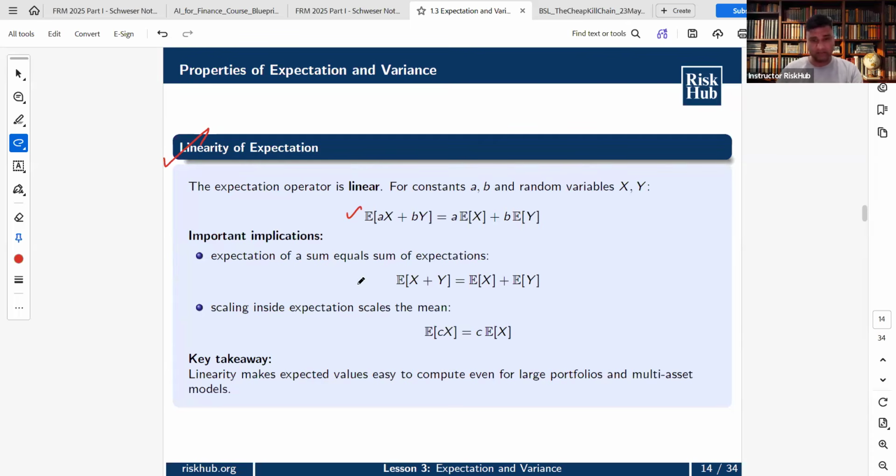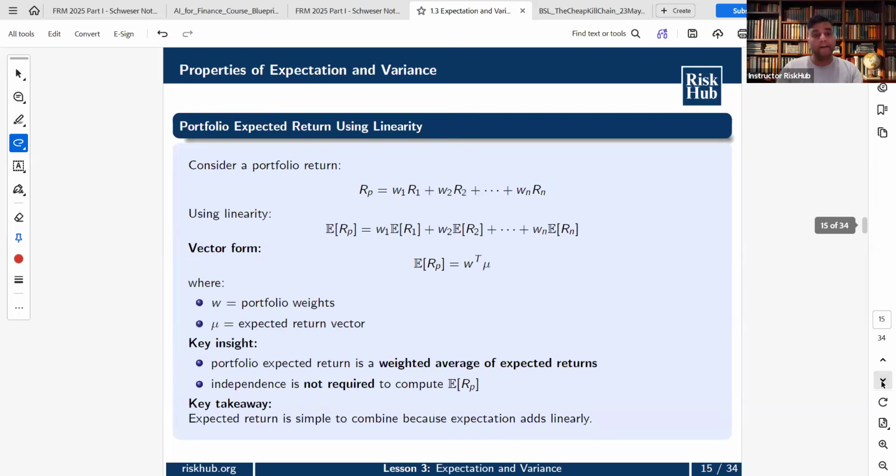Why is this important? Simple idea: portfolios are sums of assets. Without linearity, portfolio mathematics would become impossible. Expectation is linear even if variables are dependent. No independence assumption is required. This is a very common question in interviews and other places: for expectation, E[X plus Y] is equal to E[X] plus E[Y], always, no independence needed. That's a very important thing. No independence assumption needed here, always. Then portfolio expected return using linearity.